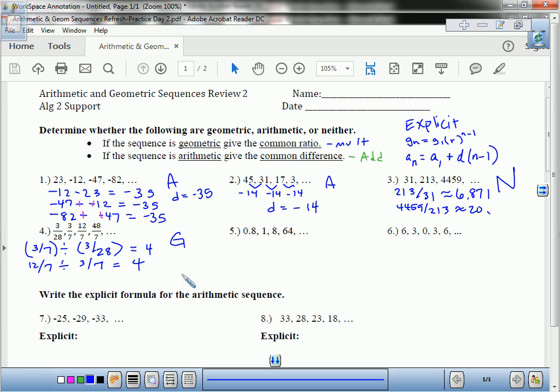This one is geometric, and it has a crazy ratio of, well, the ratio is not crazy. The ratio is pretty simple, 4. The fractions are ugly.